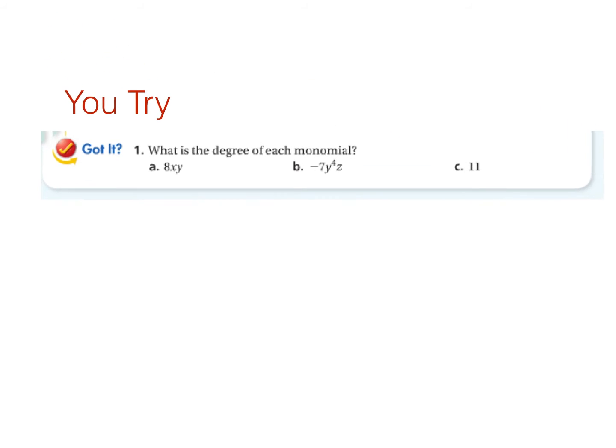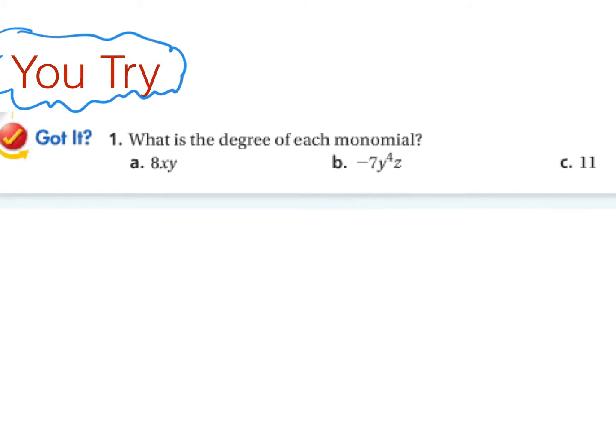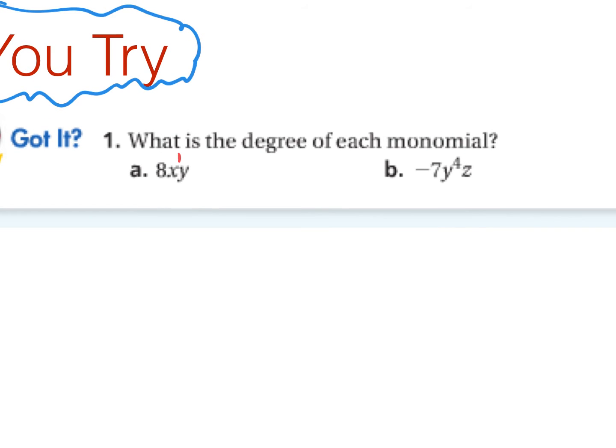For these guys, if we were together in class, I would have you try these on your own. But since we're just doing a video lesson, we will do these together. Taking a look at part A, I've got to add the sum of the exponents of the variables. This would be x to the power of 1, y to the power of 1. So my degree is going to be 1 plus 1, or 2.